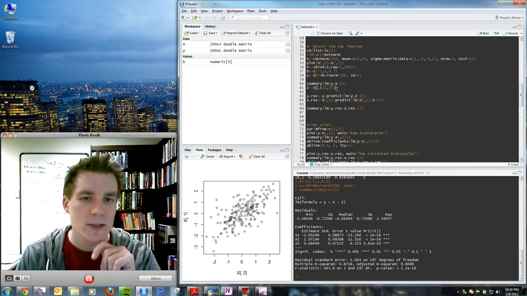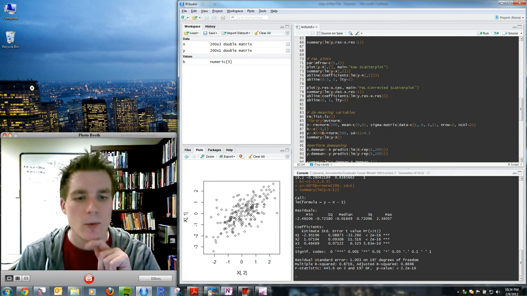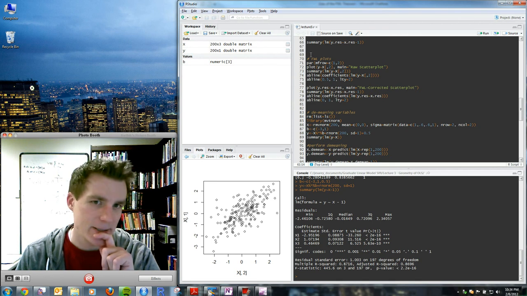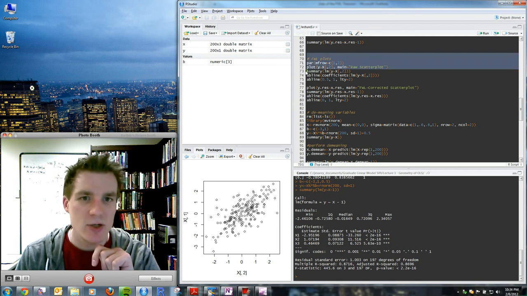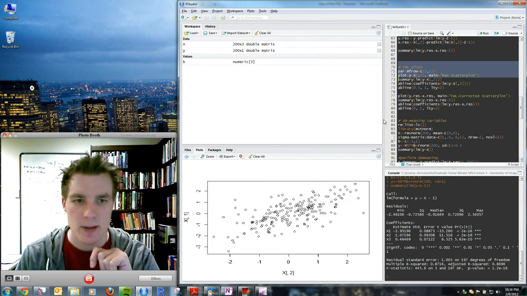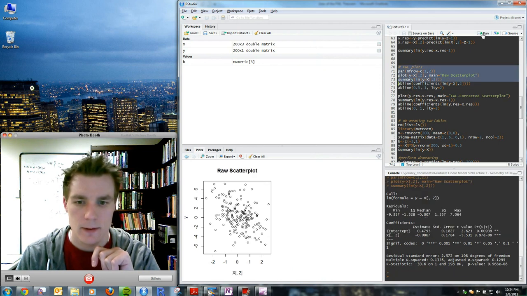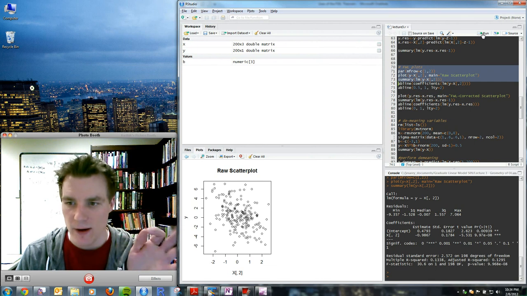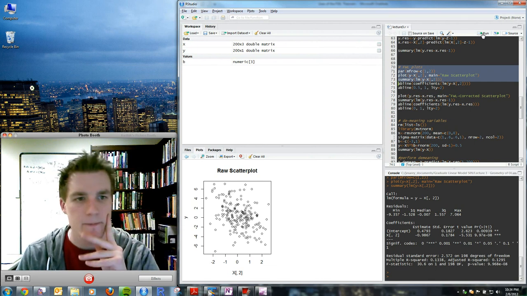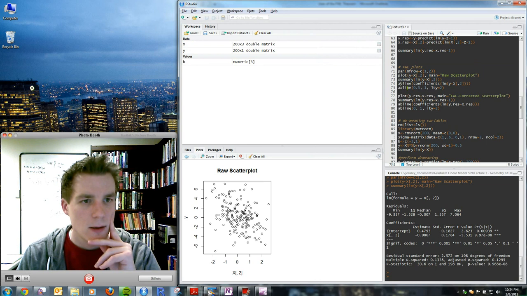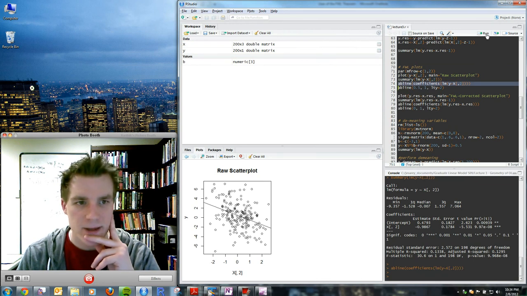Alright, so I'm going to take that data and just plot, actually, I think I need to expand my plot a little bit here. I'm going to just plot the second variable, x2, against y.